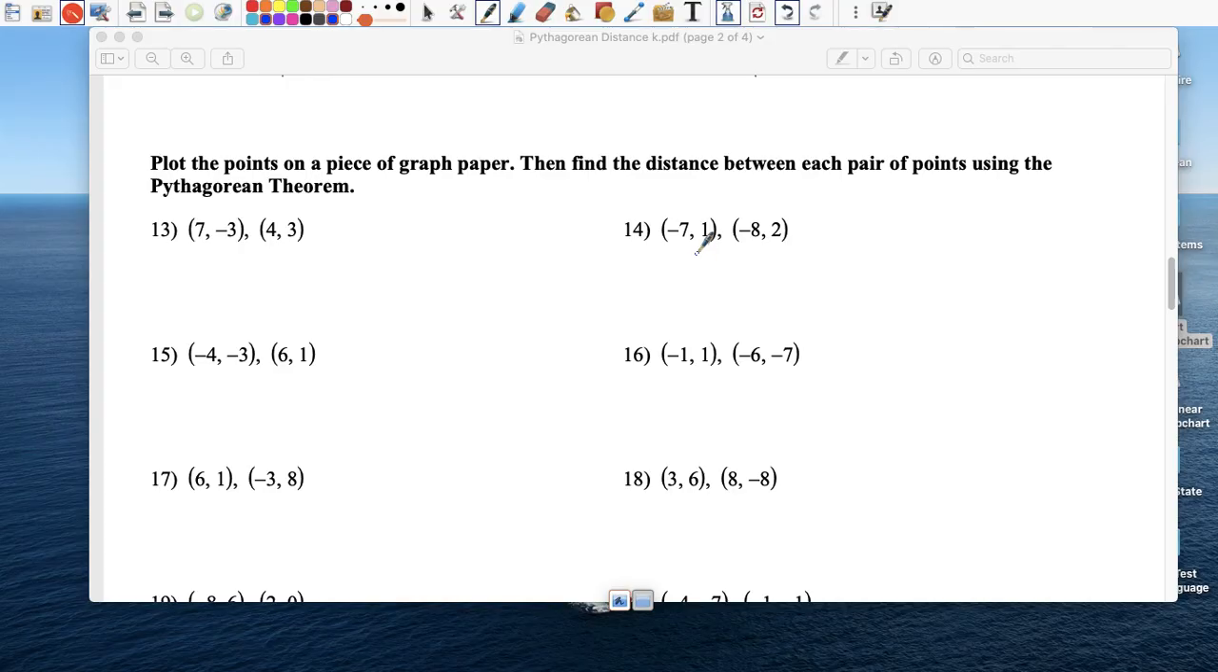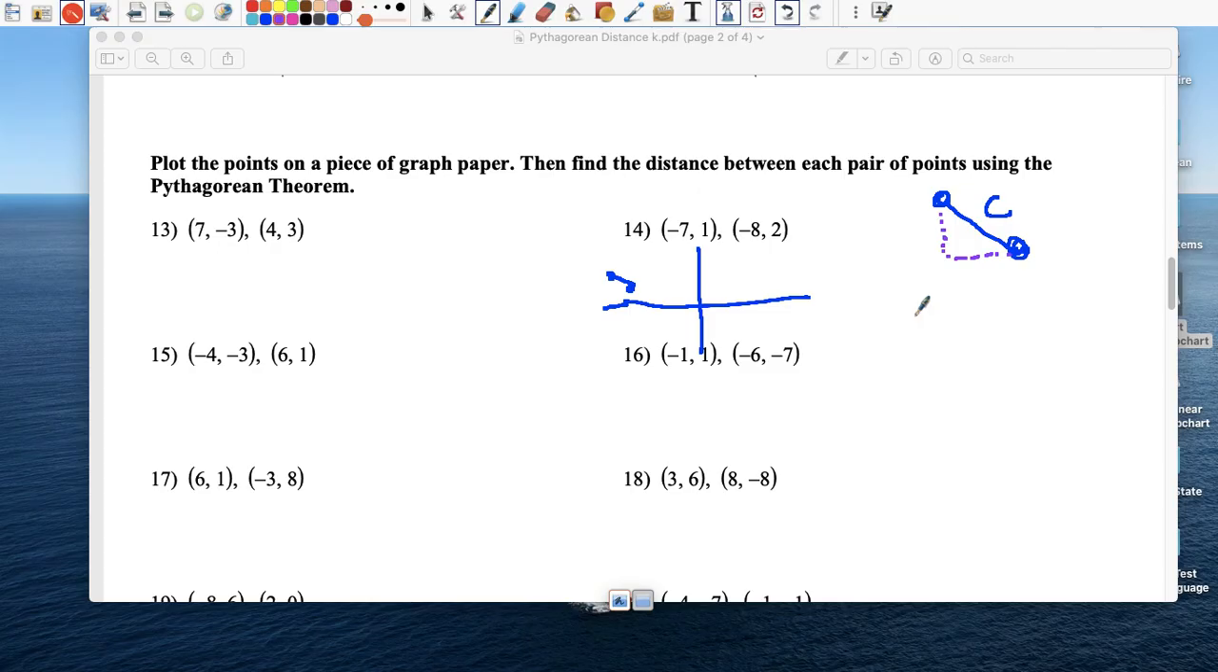So again, I'm just going to draw this out. Negative 7 and 1 would be 7 to the left and 1 up, so somewhere around here. Negative 8 and 2 is even a little bit further, and then a little bit higher. So this one is actually very close, and I'm just going to make that a little bigger. We're looking for this, which is the hypotenuse. This is what we're missing, what we're trying to find out. And we're looking to see what this leg is and this leg is.